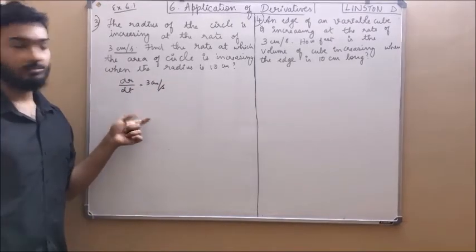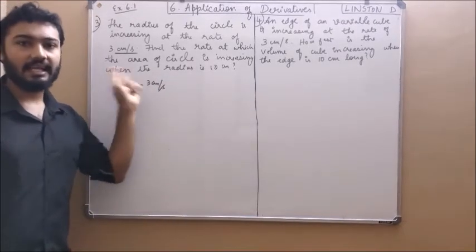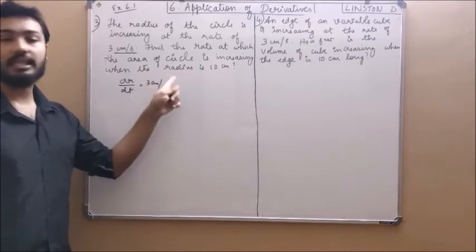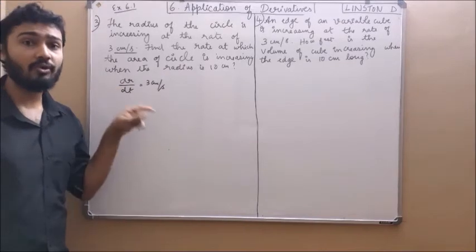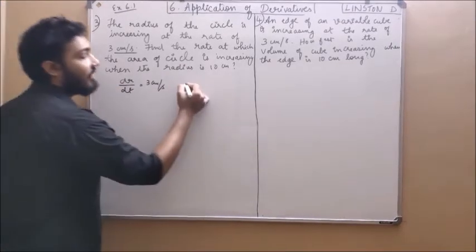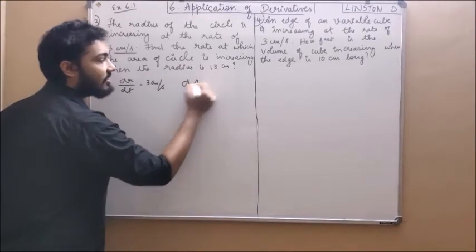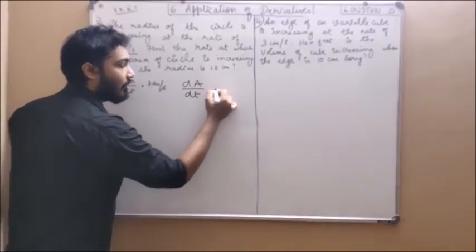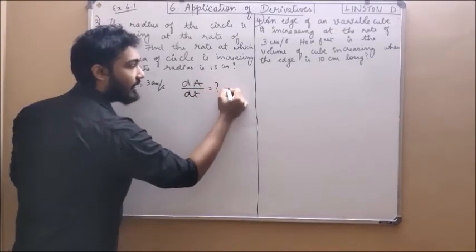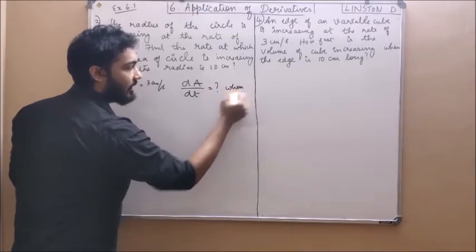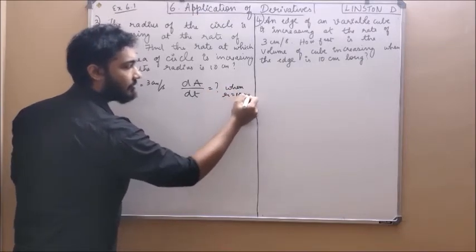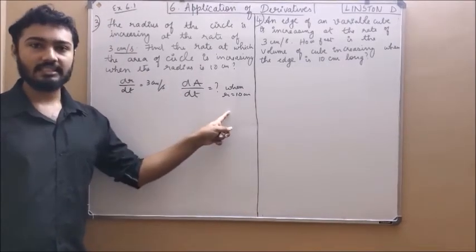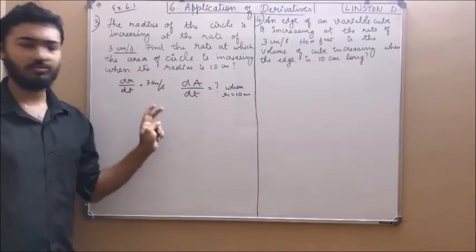So this is given. You have to find the rate at which the area of the circle is increasing when the radius is 10 centimeter. So what do we have to find? We have to find the rate at which the area of the circle is increasing. So we have to find dA by dt when radius equal to 10 centimeter. So this much we have to find.